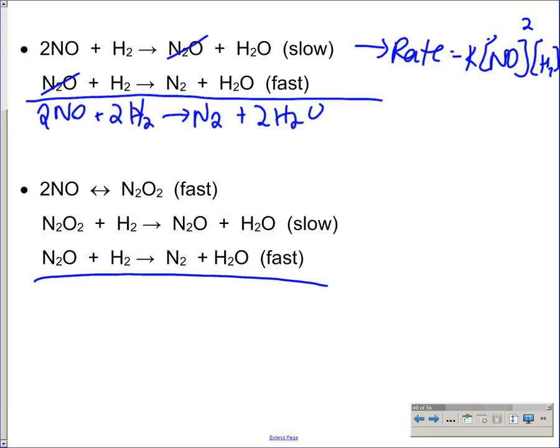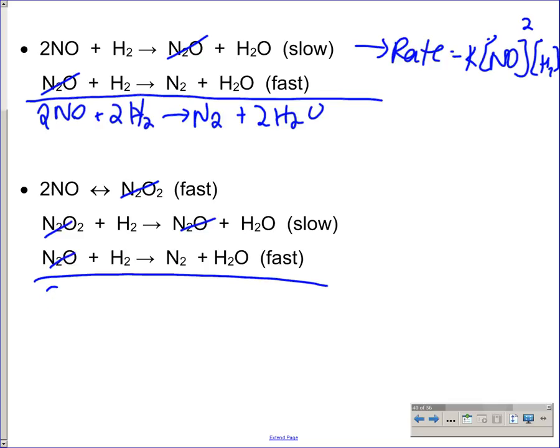What cancels? N2O2. And is that a catalyst? No, that's an intermediate here. If it's formed and then consumed, it's an intermediate. This one's formed and then consumed, so it's an intermediate. Anything else? Just being reversible. Yes, being reversible means something. That's what I'm going to get to in just a second.